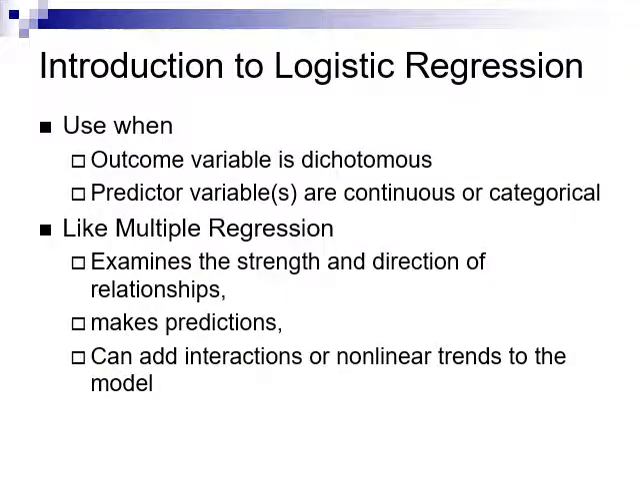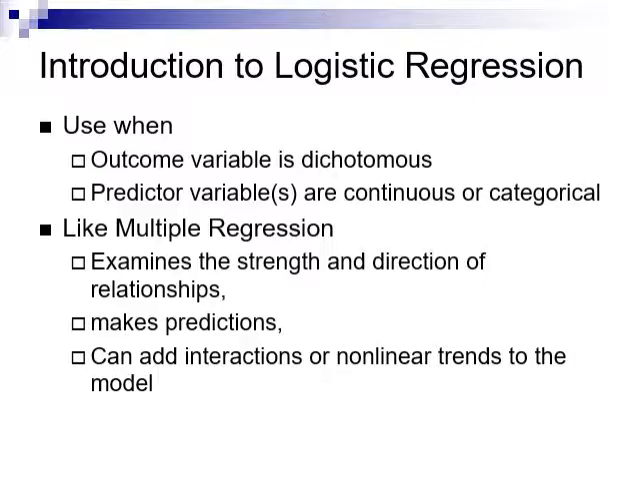So when are we going to use logistic regression? When our outcome variable is categorical and dichotomous. Basically, we are trying to sort people into two different conditions, two different groups, two different probabilities. Our predictor variables can be pretty much anything, as with multiple regression. They can be continuous, they can be categorical. If they're categorical, we'll have to dummy code them. If they're dichotomous, we can simply put them in. And like multiple regression, it examines the strength and direction of each relationship, so each independent variable on the prediction.